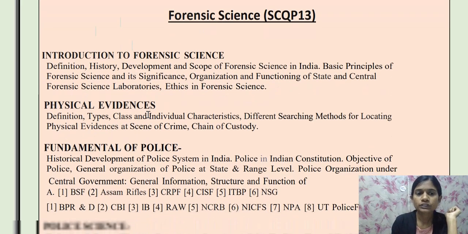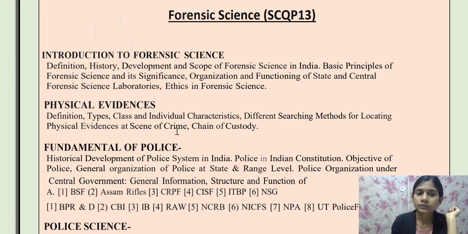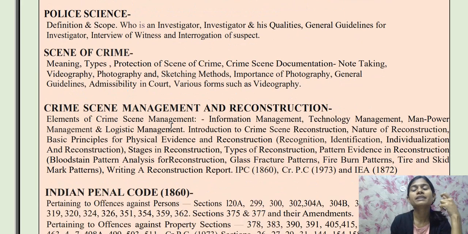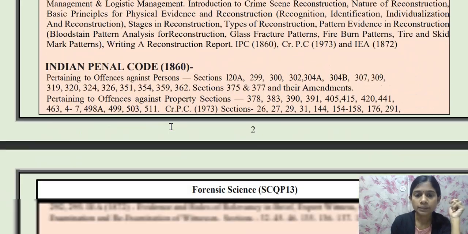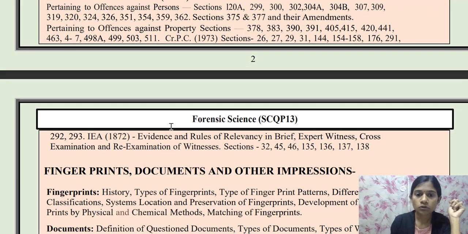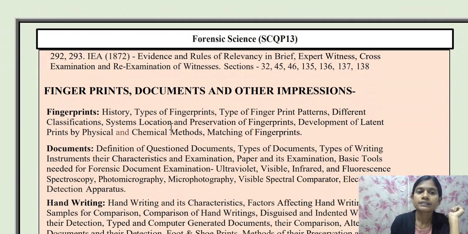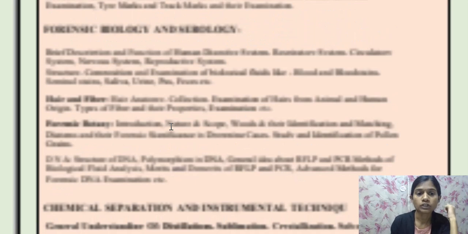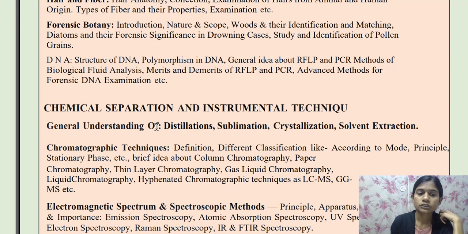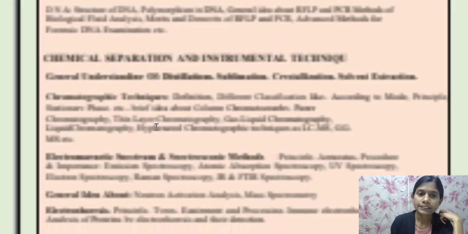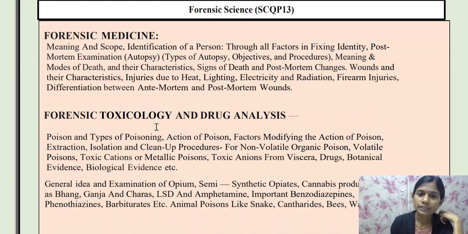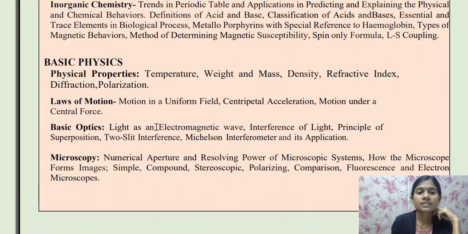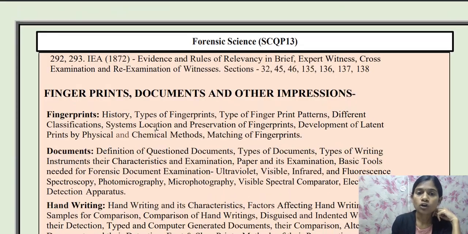So introduction to forensic science, then physical evidences, fundamentals of police science, scene of crime management and reconstruction, Indian Penal Code IPC, and along with that also IEA and CrPC, then fingerprints, documents and other impressions, forensic biology and serology. Next, chemical separation, which includes forensic chemistry and instrumental techniques. Next, forensic medicine, forensic toxicology and drug analysis, general chemistry, then basic physics. So these are all the syllabus topics within forensic science.